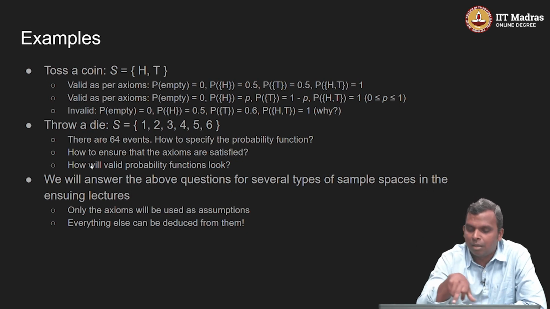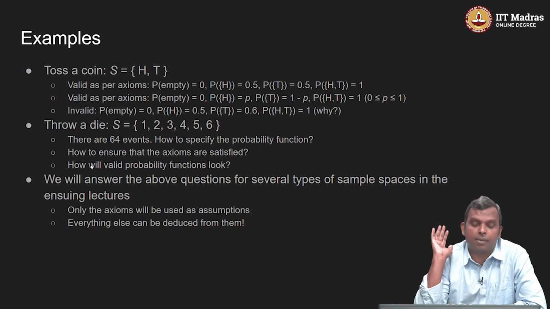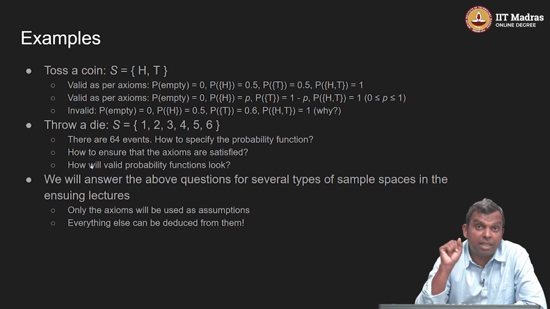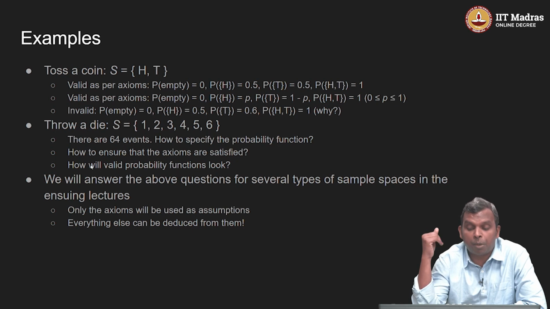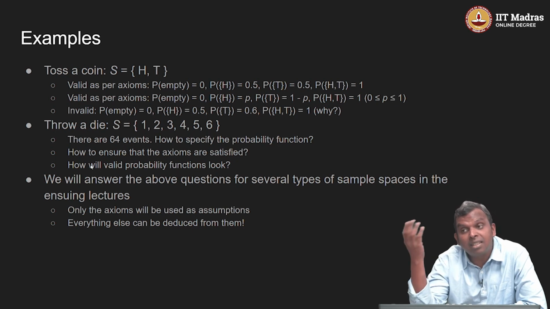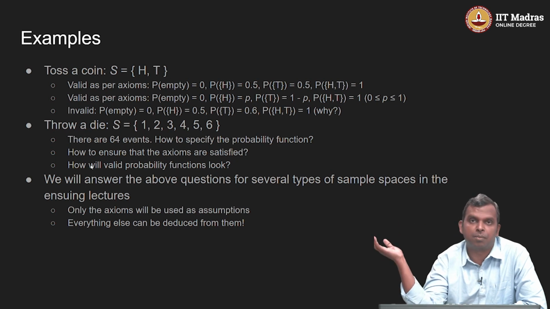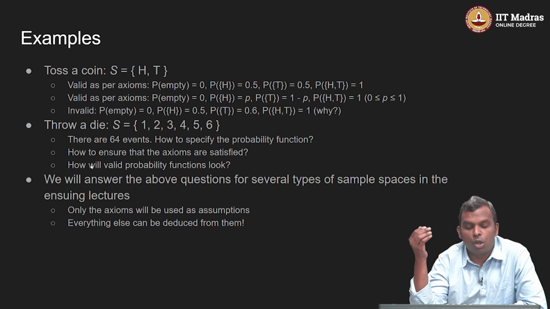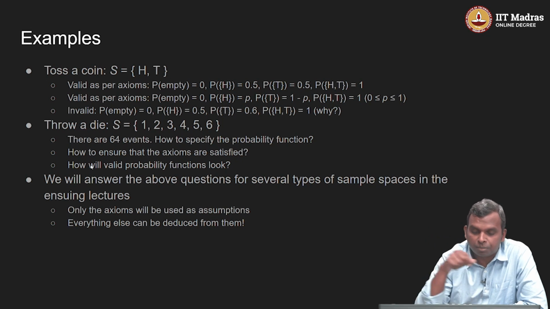The first probability function. Okay, so what I'm going to do is show you multiple probability functions for the same sample space, and then ask you: does this function satisfy the axioms? There are two conditions in the axioms. The question I'm going to ask you is, does this function satisfy the axioms? Okay. What is the first function?